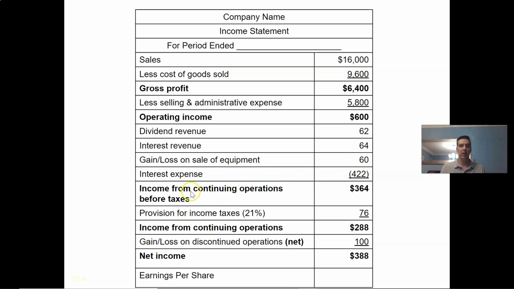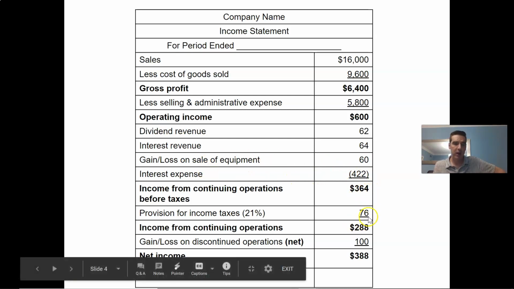And then we have income from continuing operations before taxes. This is what we talked about early in the year as EBT, earnings before taxes. Here's our EBIT number. We don't really see that on here anymore, but here's that interest expense, and that's going to lower the amount that we have to set aside for taxes.